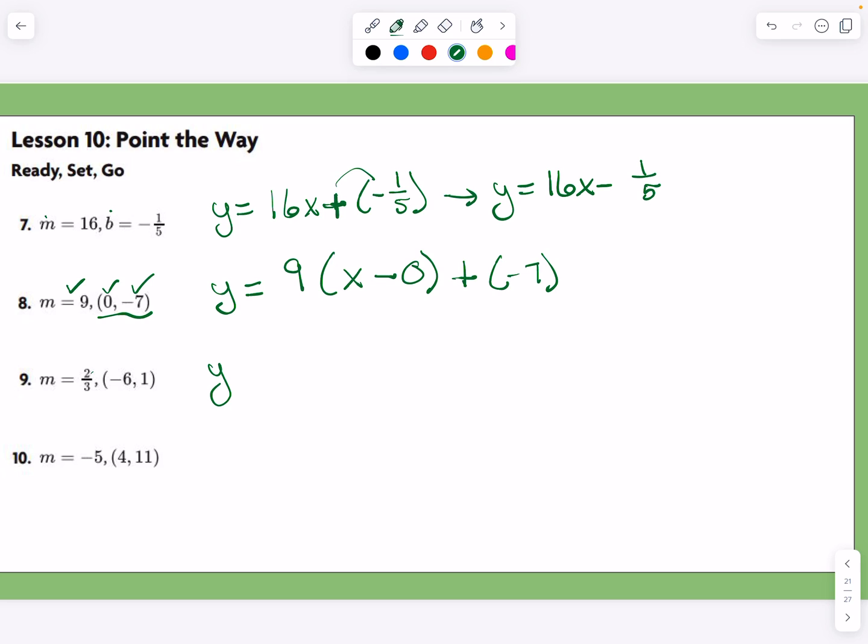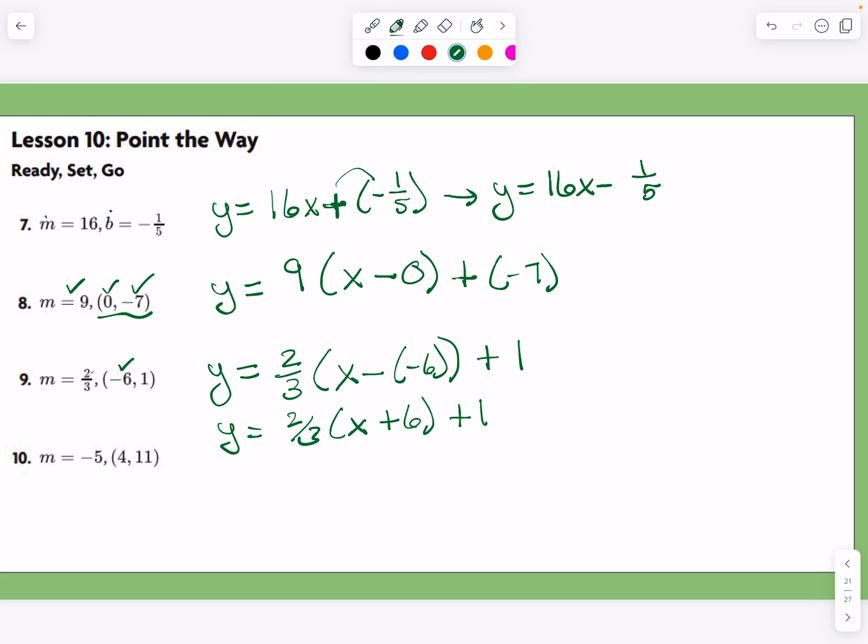Do the next one. Y equals 2/3 times x minus our first x term, -6. And then we're going to put our parentheses there, and then we're going to add our other term, which is 1. So again, probably good to rewrite this as y equals 2/3 times x plus 6 plus 1, just to clean up that little inside part. And finally, our last one here on number 10, we would say y equals our slope, -5, times x minus our first x value, and then we add our first y value.